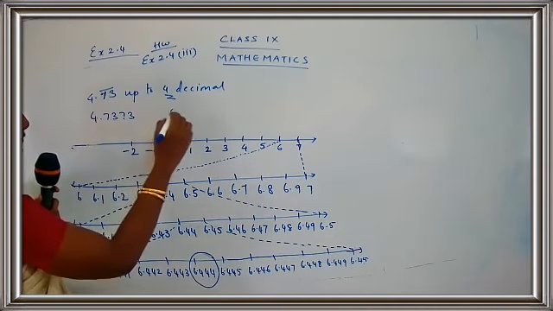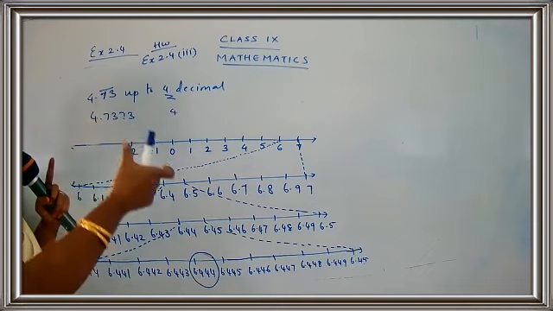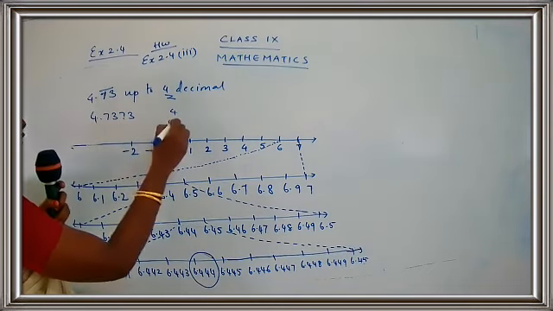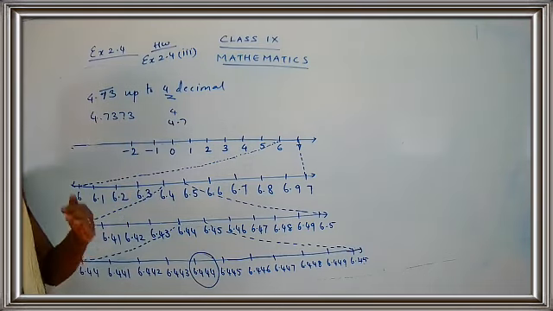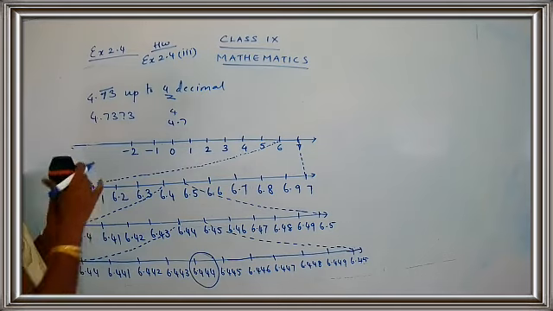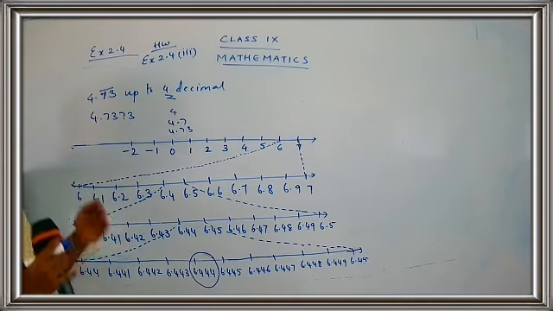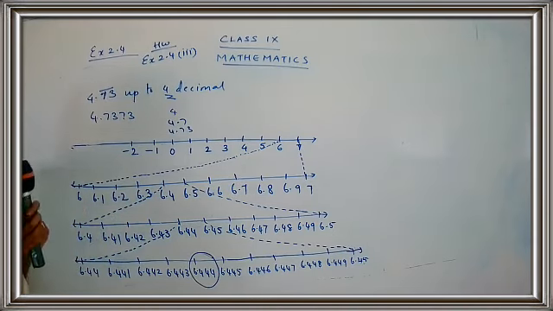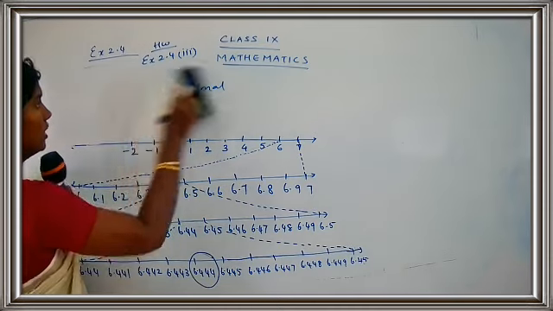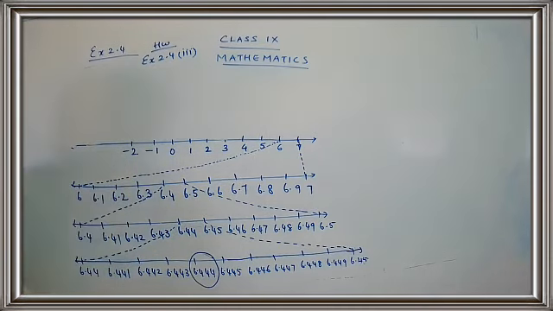First of all, for 4, you have to take 4 and 5. Then you go for 4.7, so you focus on 4.7 and 4.8. Then you have 4.73, so you focus on 4.73 and 4.74, and so on. You are getting my point, children? Yeah, good. So complete your third subpart as your homework.